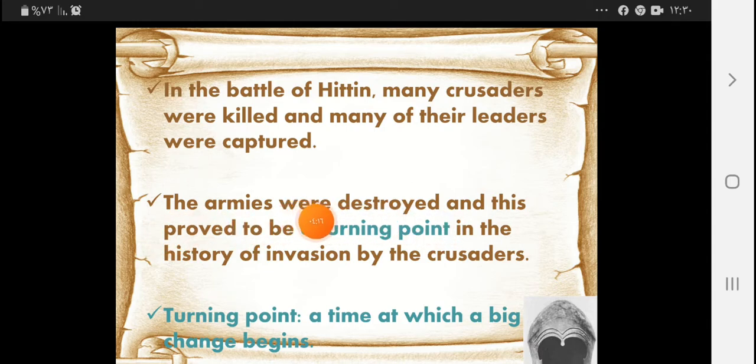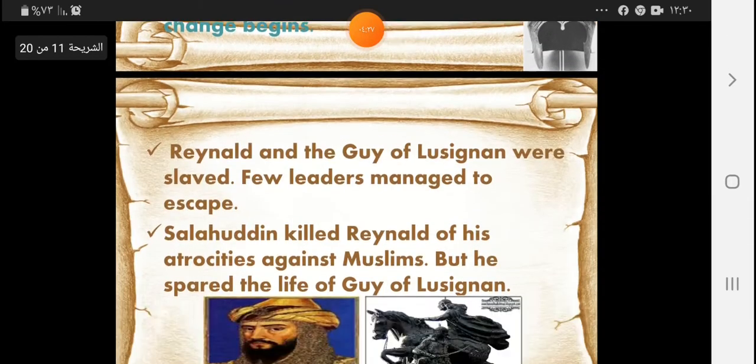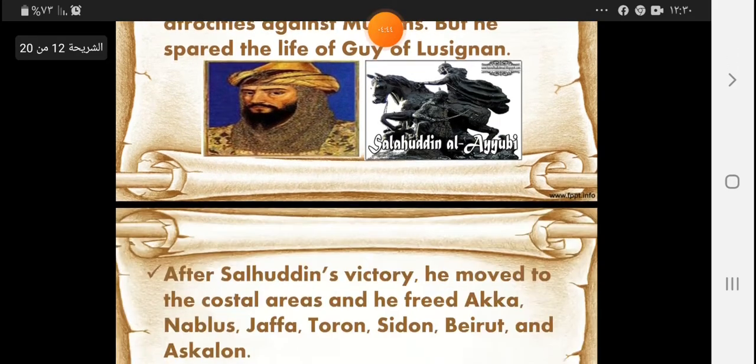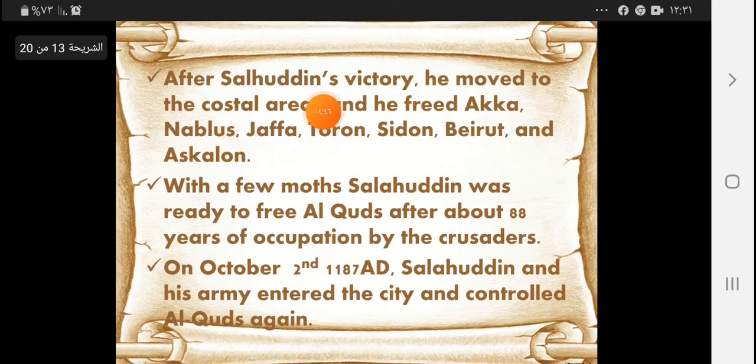The armies of the Crusaders were destroyed, and this proved to be a turning point in the history of invasion by the Crusaders. And of course, you know that the turning point is a time at which a big change begins. Reynold and Guy of Lusignan were slain. Few leaders managed to escape. Salah ad-Din killed Reynold because of his atrocities against the Muslims, and of course Salah ad-Din al-Ayyubi had the complete right to do that. But he spared the life of Guy of Lusignan. That was the end of the Battle of Hittin.